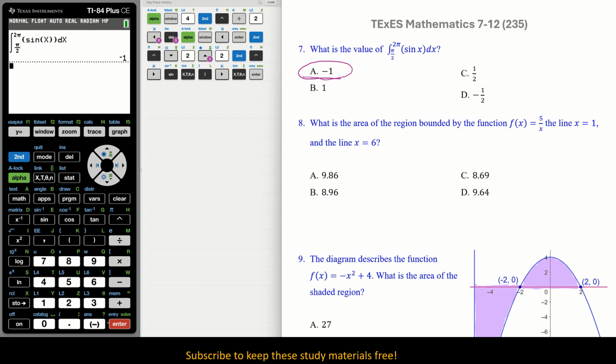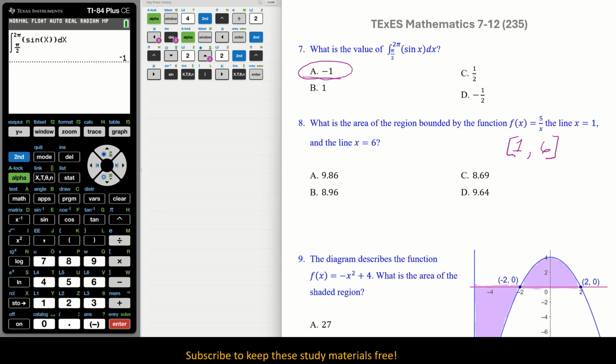What is the area of the region bounded by the function f of x equals 5 over x, the line x equals 1 and the line x equals 6? Well, we literally are going to graph this and put in that interval, 1 to 6. We're literally going to use that in a way. If you've done it before, great; if you haven't, I'll show you. Okay, so let's put it in.